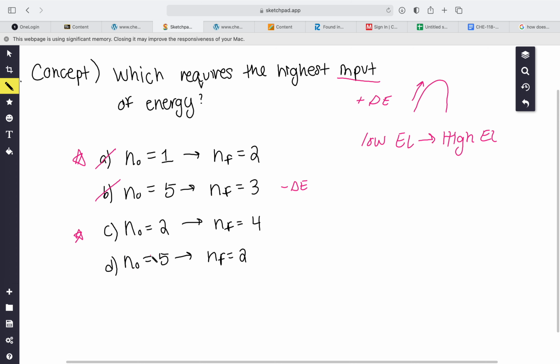Okay, now let's think about this one. We're going from 5 to 2. Same thing with B. We're going from a higher energy level to a lower energy level, meaning that we're going to have to release energy. So we're going to say, no, you're not the answer. So that gives us C as our final answer.